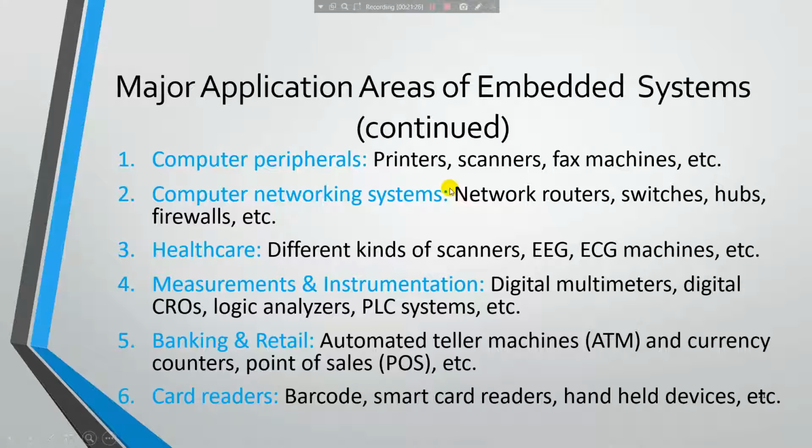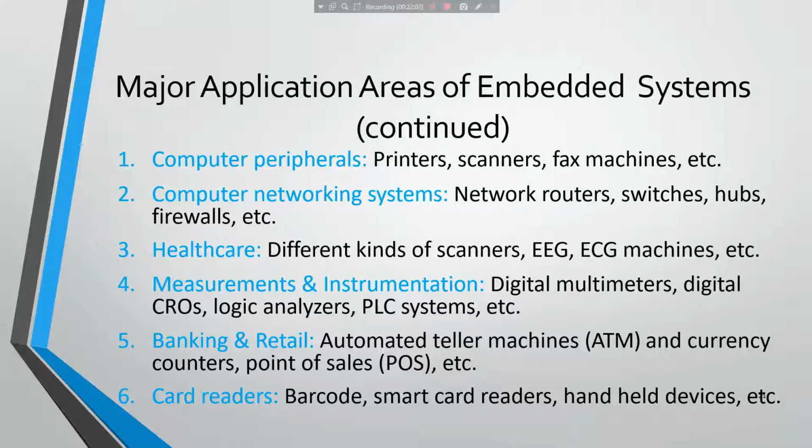Major applications: computer peripherals, such as printers, scanners, fax machines, etc. And computer networking systems like routers, switches, hubs, firewalls, etc. And in healthcare, different types of machines like EEG and ECG machines. Measurements and instruments also you can see: digital multimeters, digital CROs, logic analyzers, PLC, etc.